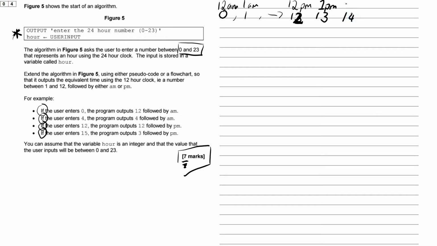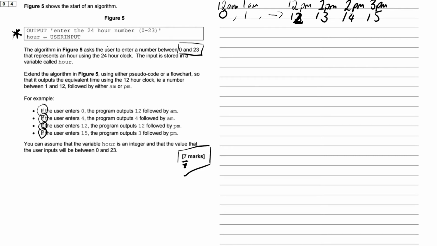14 would become 2 PM. 15 would become 3 PM. So that's roughly what is happening in these examples that it's showing us there. So if the user enters 15, it should say 3 PM. We've got different things that we can do here to solve the problem, but I like to just get things jotted down so that I can see where I've got to go with this.